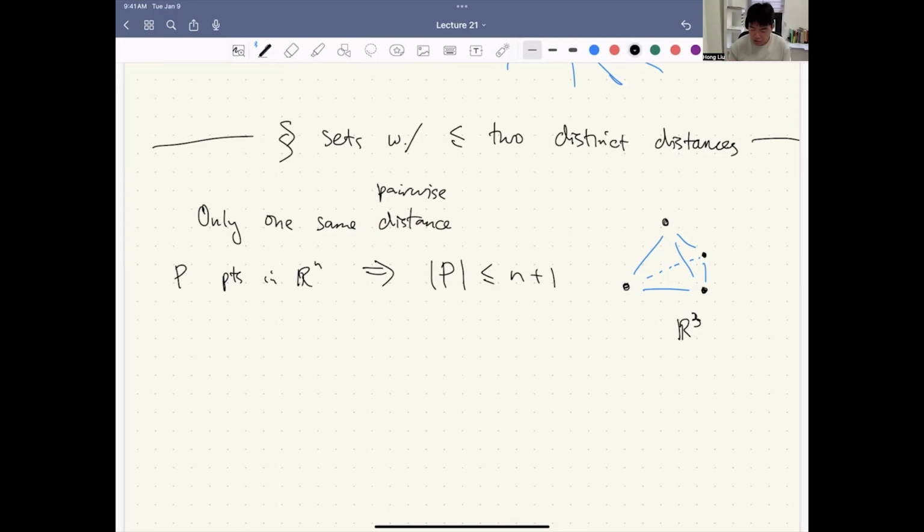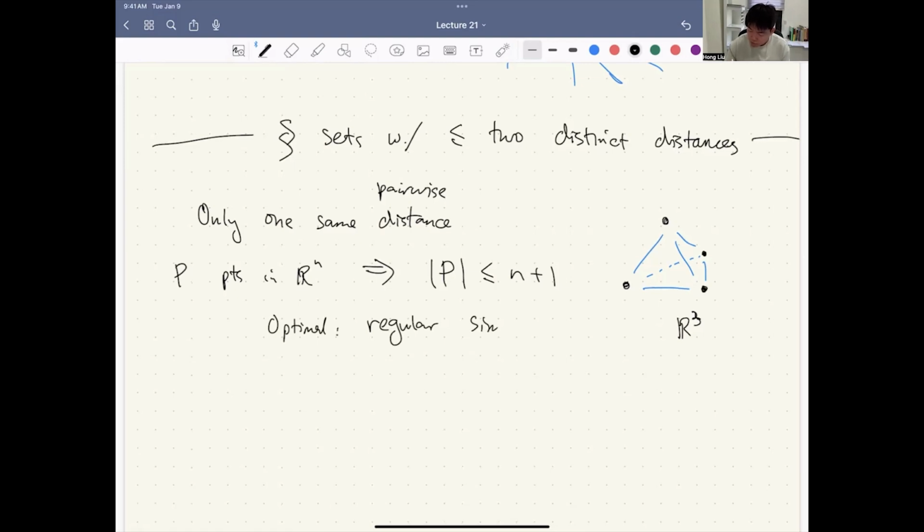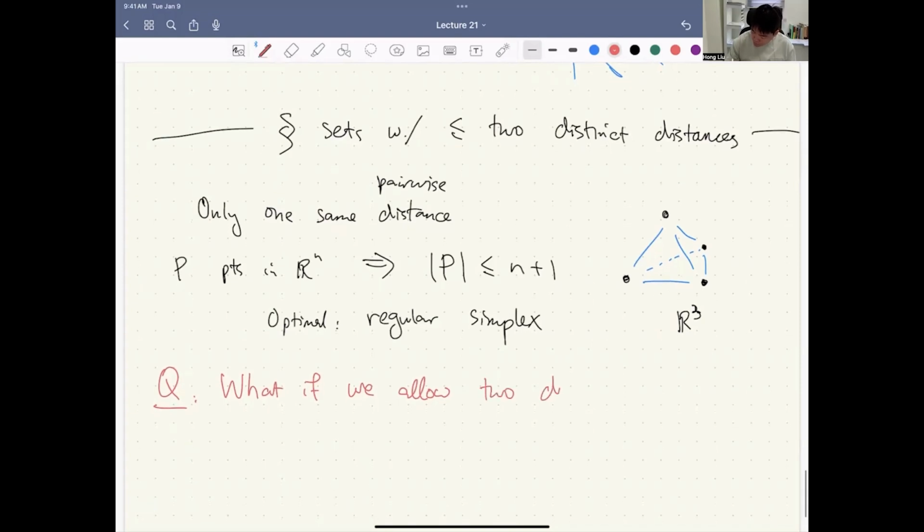Because you can take a regular simplex, like this tetrahedron, regular simplex. Okay. But when we allow 2 different distances, how much bigger can a set be? That's what we want to know. Question: what if we allow 2 distinct distances?